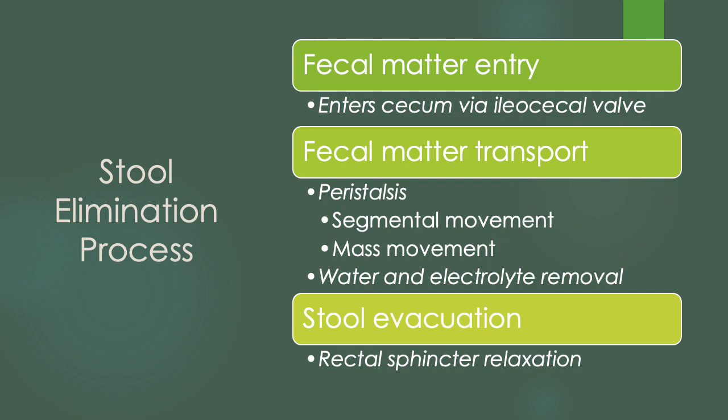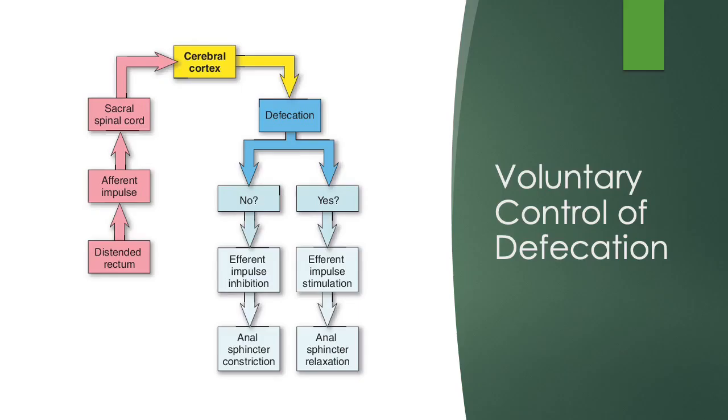As peristalsis happens, you have water and electrolyte removal in order for the stool contents to form. So you have to have peristalsis in order to eliminate your bowels. If it does not happen, that's where you start seeing these alterations and backups within individuals.